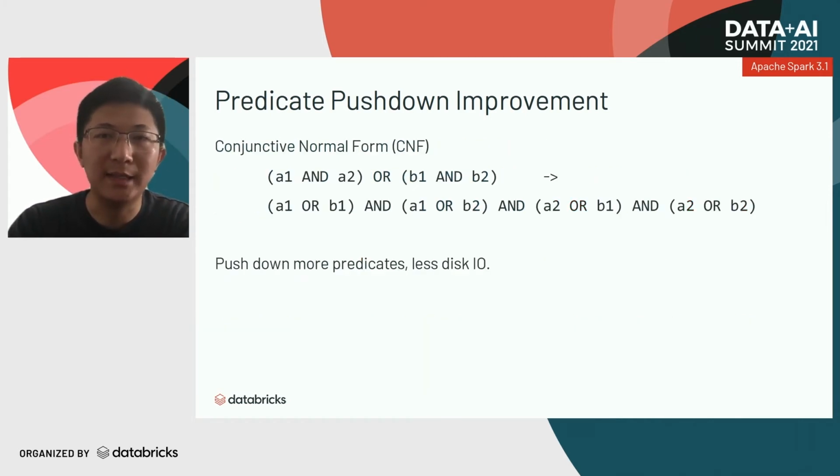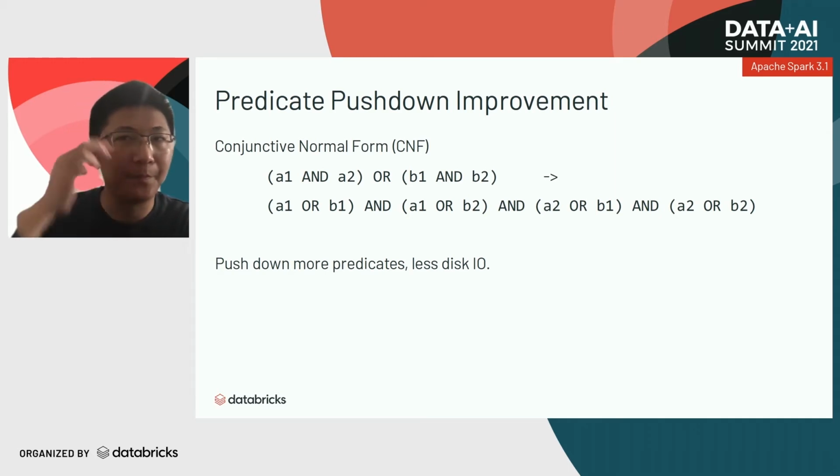So it turns out that there is a theory for it, which is called conjunctive normal form. For a general predicate like (A1 and A2) or (B1 and B2), we can rewrite it into a more verbose form that combines 4 predicates with AND. Now it's very happy to see AND because now we can split the predicates and push down each part separately. In this release, we use this theory to push down more predicates to reduce the disk I/O in the file scan.